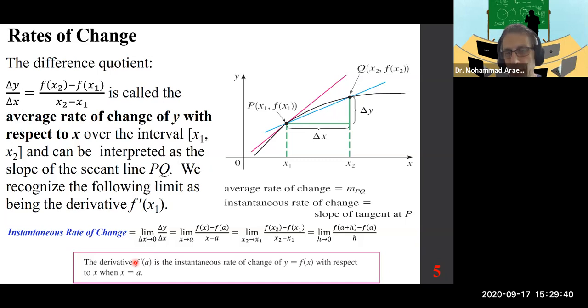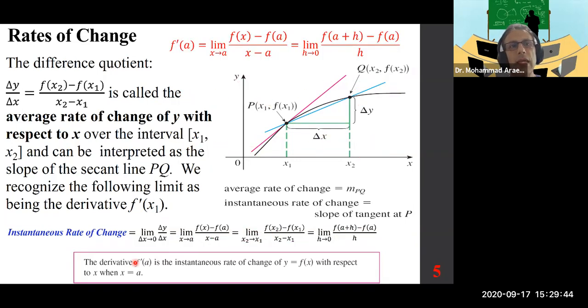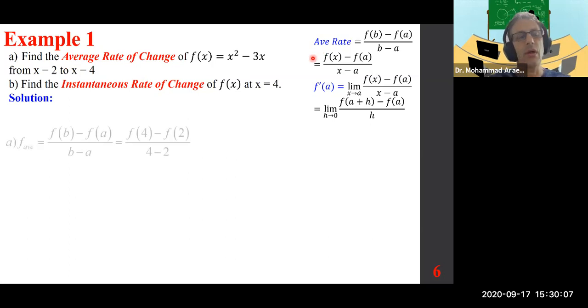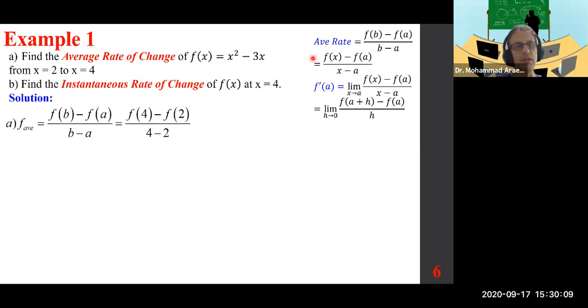So let's look at an example. It's a very straightforward question. We want to find the average rate of change of f of x from 2. The first thing I want you to notice is that the moment you have 2 points, it is average rate of change. And in this case, class, you're dealing with algebra. It's very straightforward. I'm going to assume you can do the algebra nice and easy.